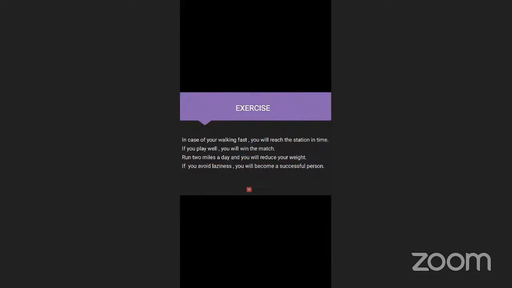Next, you want to change the same sentence into a complex sentence. Complex sentence means we have to write using if. If you run 2 miles a day, you will reduce your weight. That way only we can write, and this is very nice.